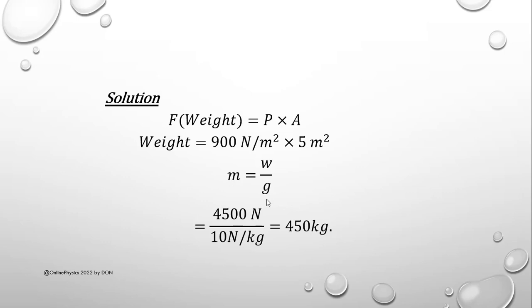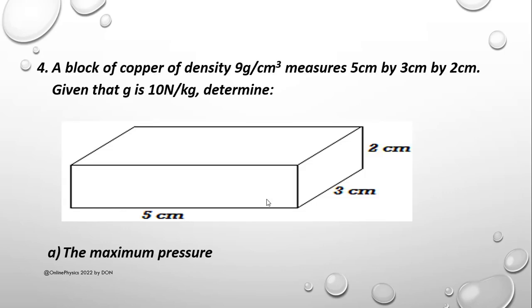Now once we have that force, which is a weight, then we can say W is equal to mg. Weight is equal to mass times g. In that case, we make m the subject of the formula and we have mass is equal to weight over g. Our weight is 4,500 newtons, over g, which is a constant, 10 newtons per kilogram. If we simplify that, we get 450 kilograms. Very simple question there.